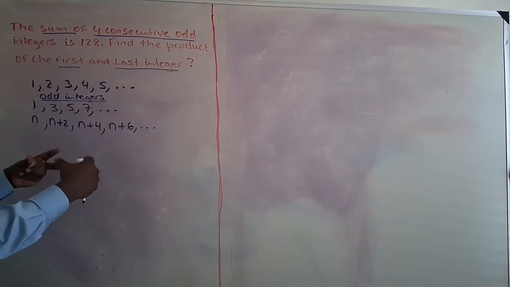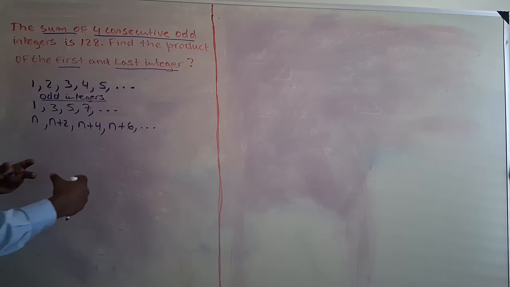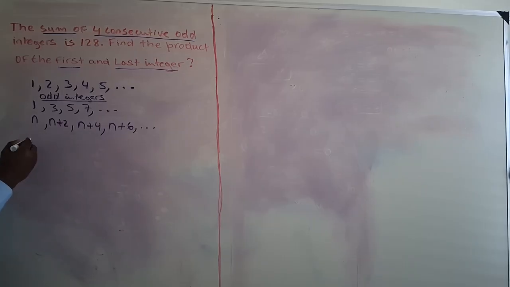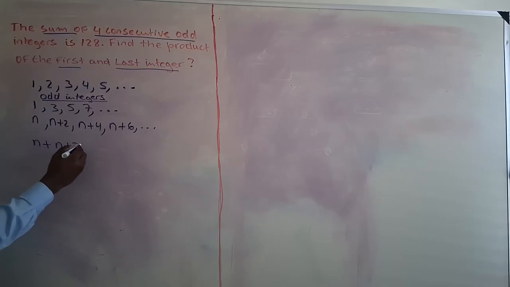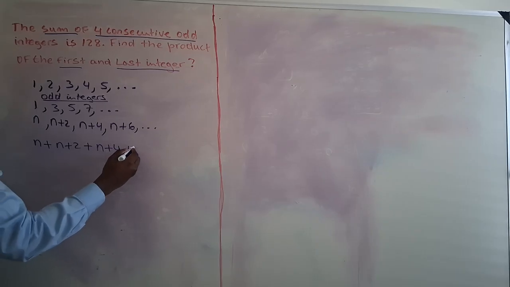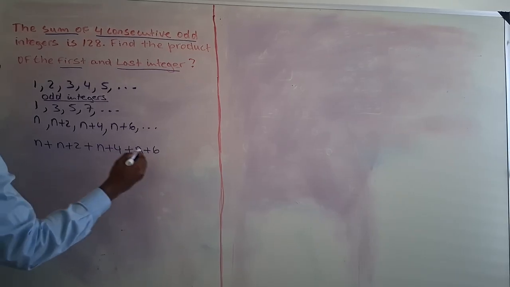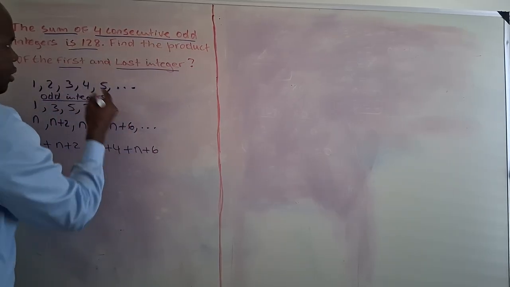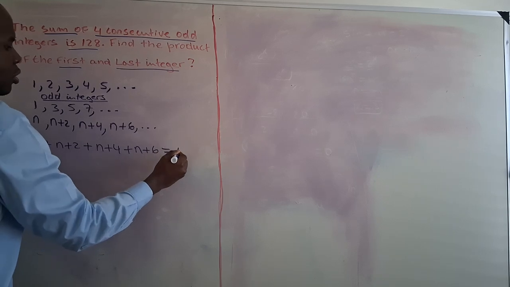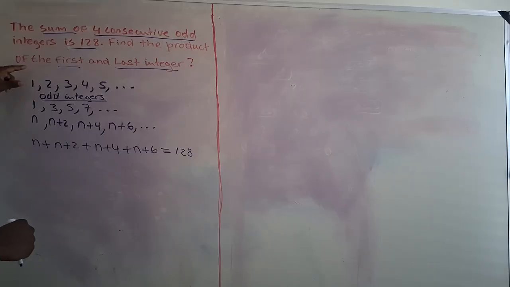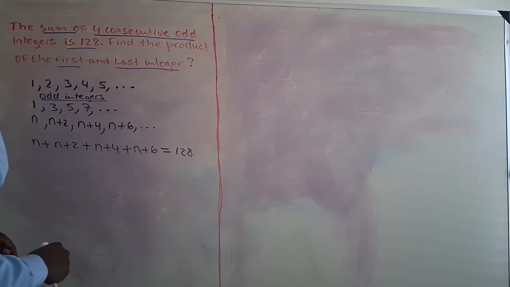They said that the sum of four consecutive odd integers, whenever they say sum, the sum is the result of adding numbers or letters together. So we're gonna add the four consecutive odd integers that we have here. So we're gonna add n plus n plus 2 plus n plus 4 plus n plus 6. The sum of four consecutive odd integers is 128. So it is equal to 128.